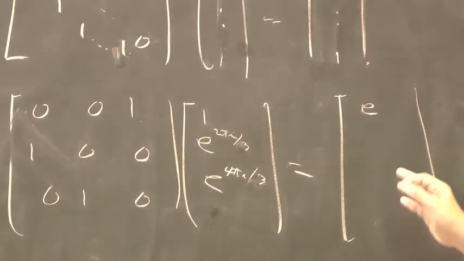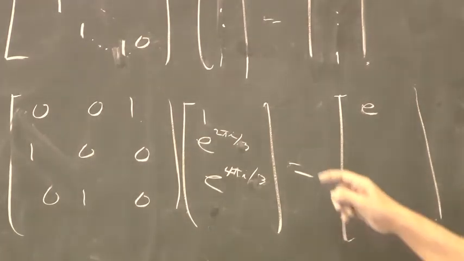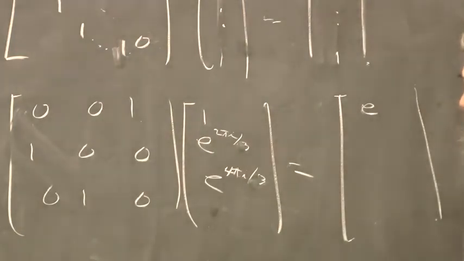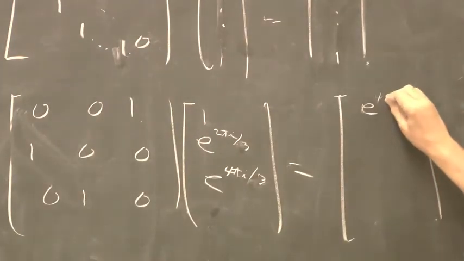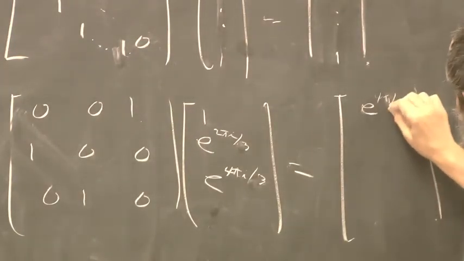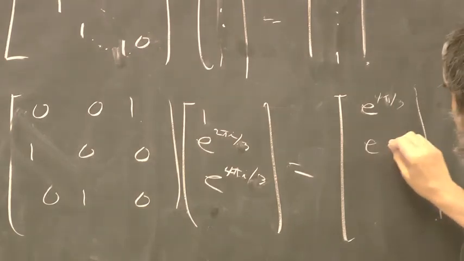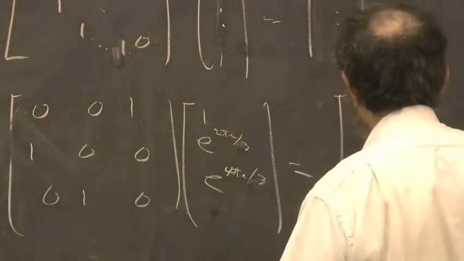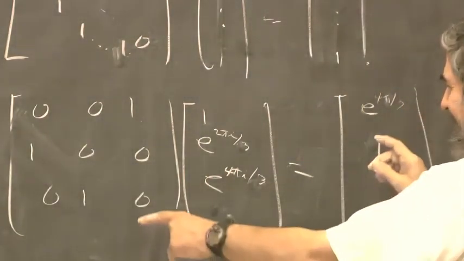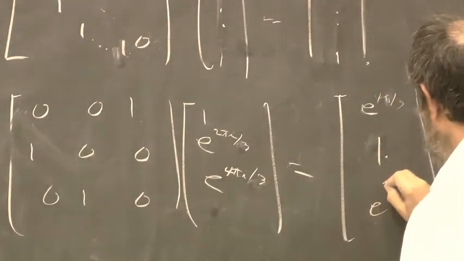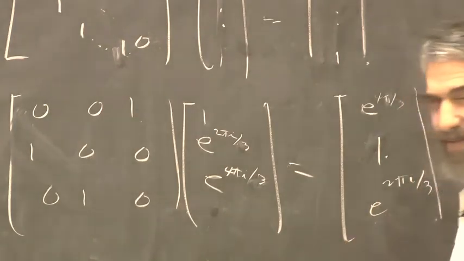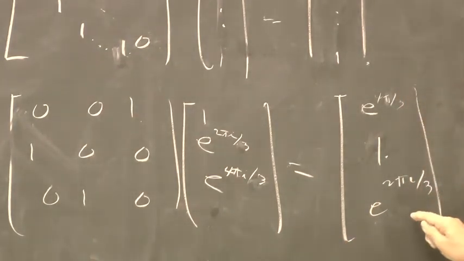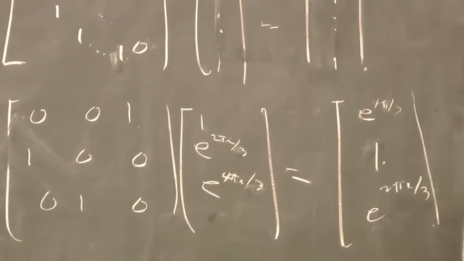So tell me what happens. We shift all the things up, so this will be e to the 4 pi i over 3, e to the 6 pi i over 3, that's just 1. And then this one is going to be e to the 2 pi i over 3. So the question is, can you compare this with that? Yes, they're different.